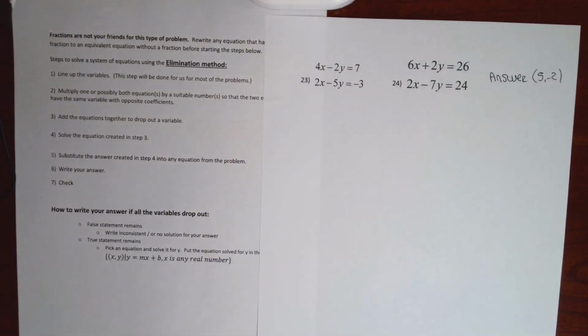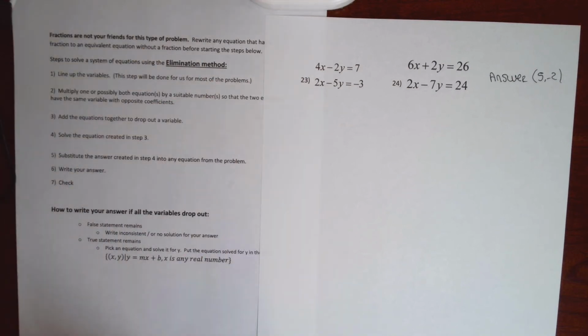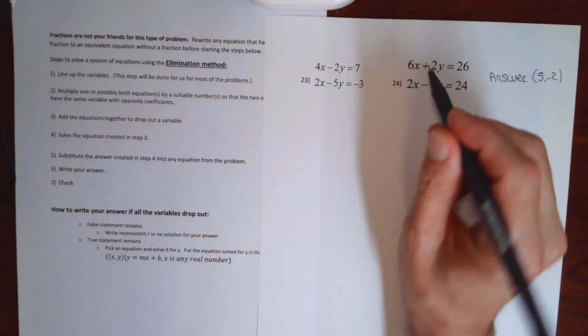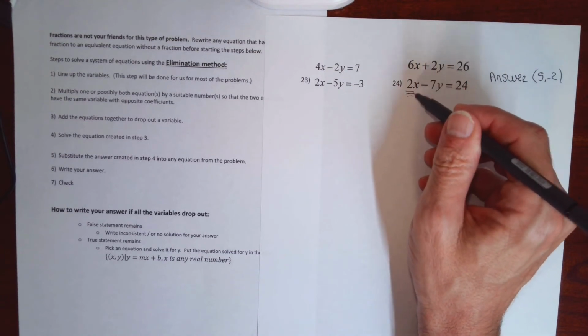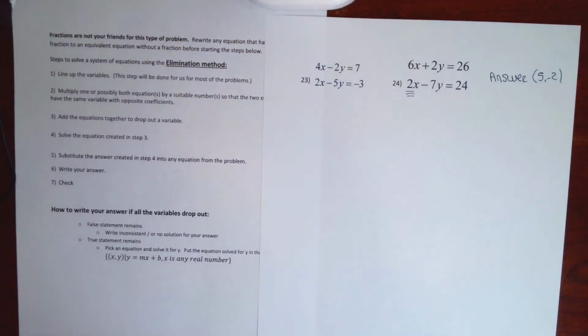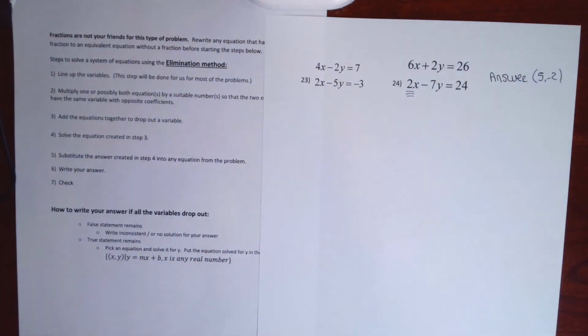For problem 24, step 1's usually done. The variables are lined up. My preference is just to do one multiplication, and I look at the coefficient, this coefficient of 2, I can multiply it by 3 to cancel out that 6. If you wanted to, that's not the only way to do this. You can multiply the top by 7, the bottom by 2, and cancel out the y's. So the path that you take doesn't have to be the same as mine.